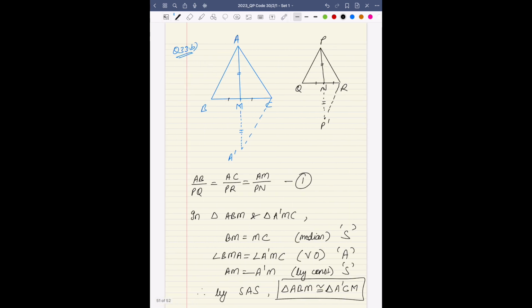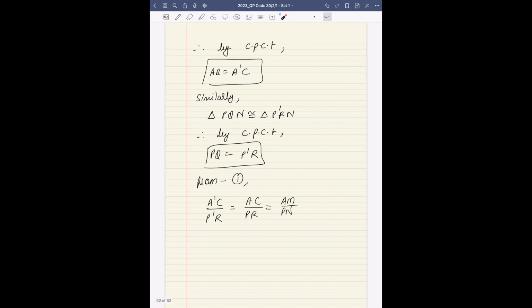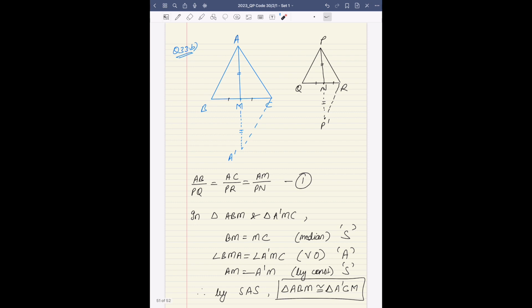Okay, so now we have replaced with A dash C this. Now what we'll do? We will check. So A dash C upon P dash R is equal to AC upon PR. Now see, the goal is to make sure that these angles are equal. So we'll have to break it. Angle 1, angle 2, angle 3, angle 4. You can call it with any name. There is no restriction.